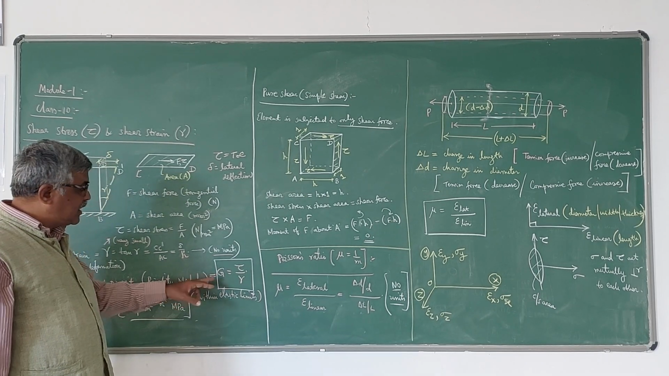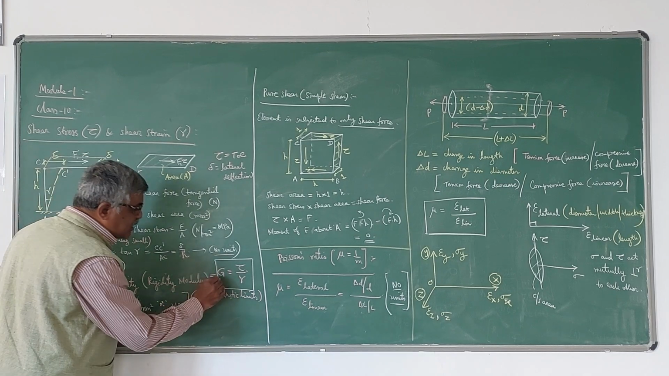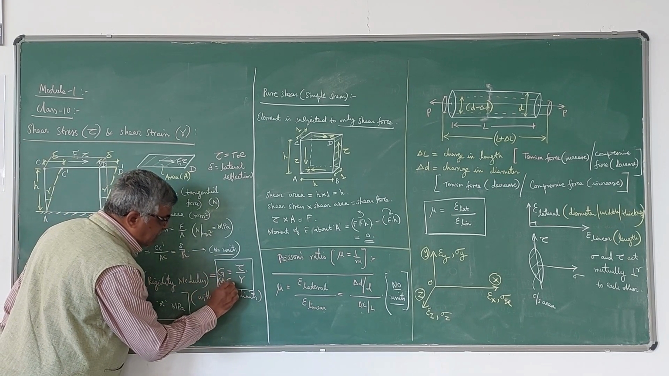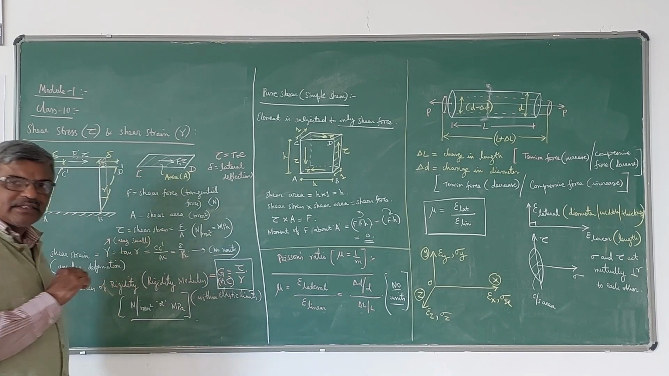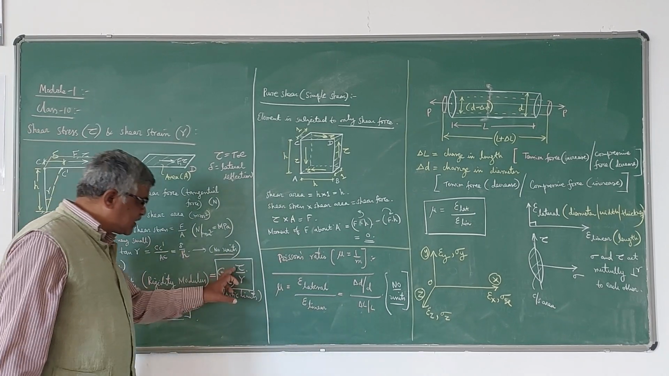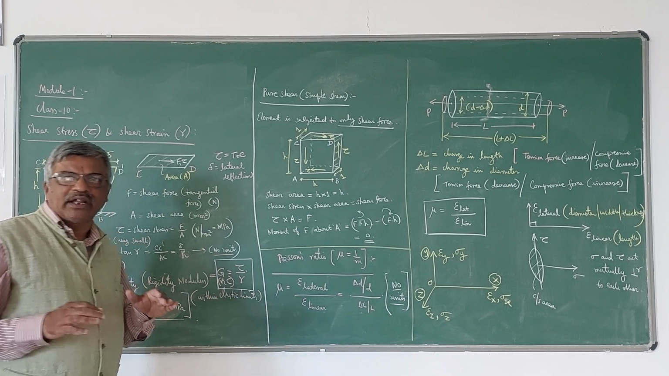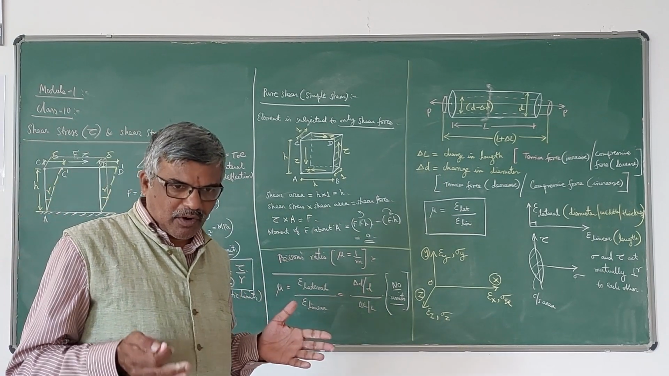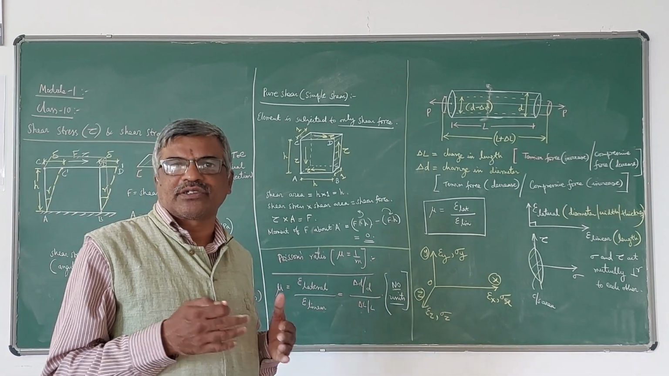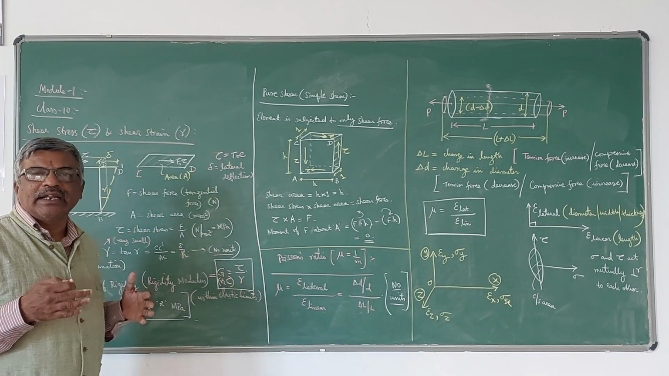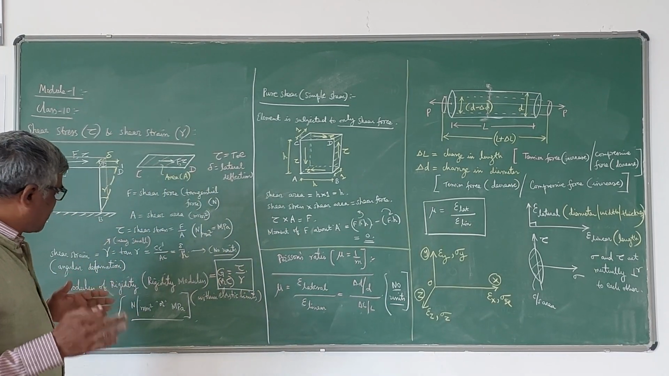This rigidity modulus is denoted by G, or in some books they use C also for rigidity modulus, which is nothing but the ratio of shear stress to shear strain within elastic limits. So whatever definition coefficients we are giving, Young's modulus or rigidity modulus or stress or strain, they are all within elastic limits. That you have to keep it in mind.